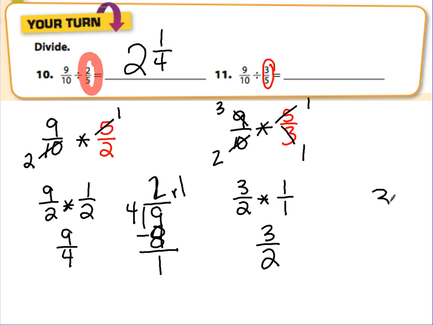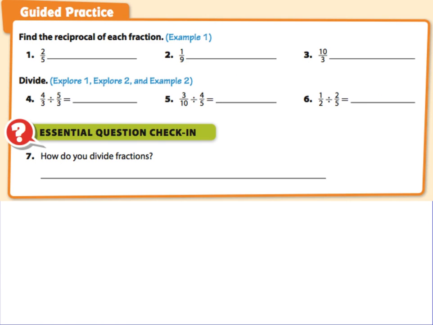But again, I have to take that 3/2 and make it into a mixed number. So I take my dividend and divide it by my divisor, and I get one group of 2. I use 2 pieces, and I have 1 left over. So I make 1 whole group with 1 piece out of the 2 I need to make a whole group. So I get 1 1/2. All right, so you have your problems here that you need to try on your own.